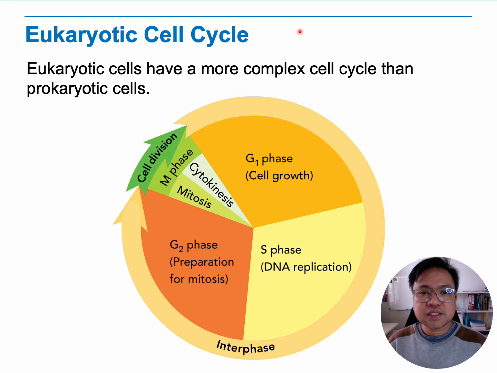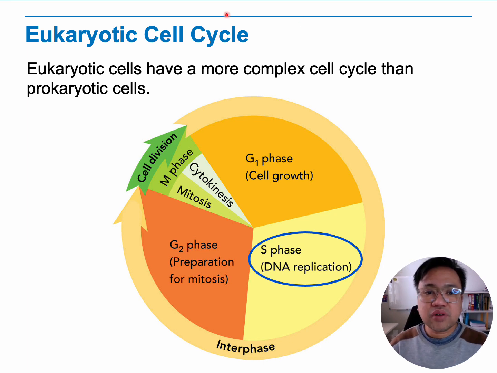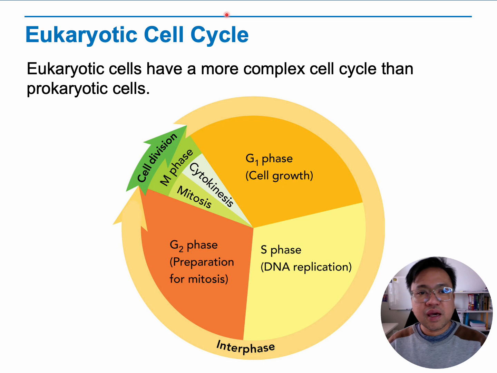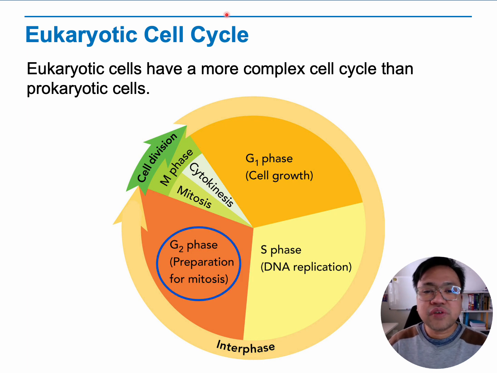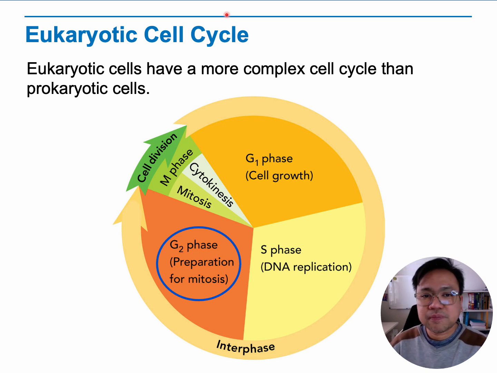In the S phase, DNA synthesis occurs. The cell replicates its chromosomes, ensuring that each new cell will have a complete copy of the genetic material. Finally, the G2 phase is when the cell prepares for division. It produces the molecules and organelles needed for mitosis. This is typically the shortest phase of interphase.